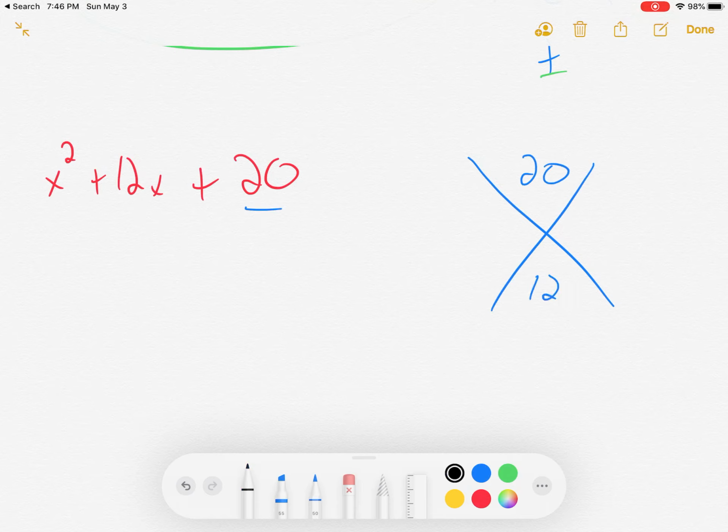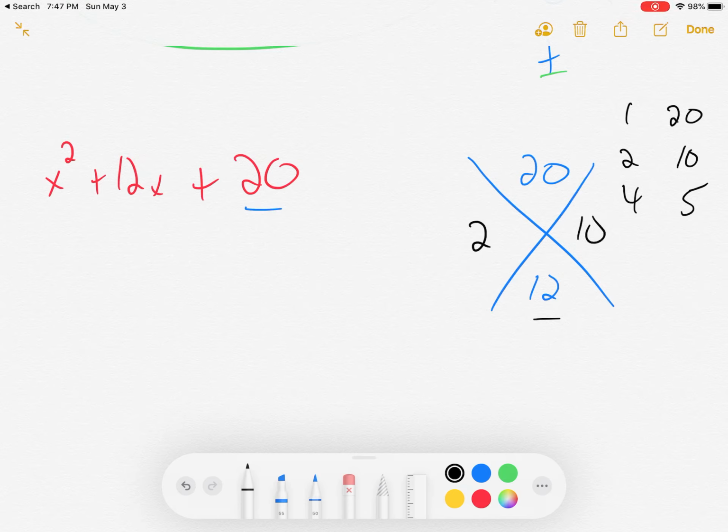And again, you are looking for numbers that multiply to 20. So 1 and 20, 2 and 10, 4 and 5. But this time we want them to add to 12. So which one of these add to 12? Well, 1 plus 20 is 21. 2 plus 10 is 12.